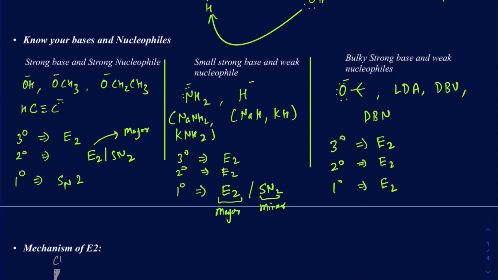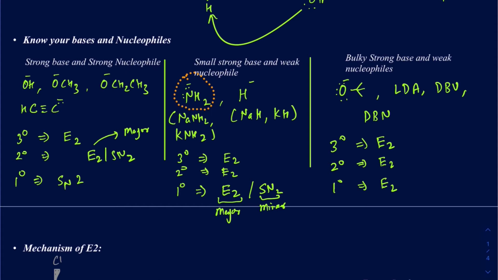When we talk about those small, strong bases, especially in the case of NH2 minus, you're always going to have a little bit of fear that it may run a little bit of SN2 there, but in the case of these bulky strong bases, they're not going to be doing any SN2 mechanism unless you have a methyl halide. If you have a methyl halide, then you obviously don't have any place to create a double bond. So make sure you know your selective categories of bases and nucleophiles for these reactions.